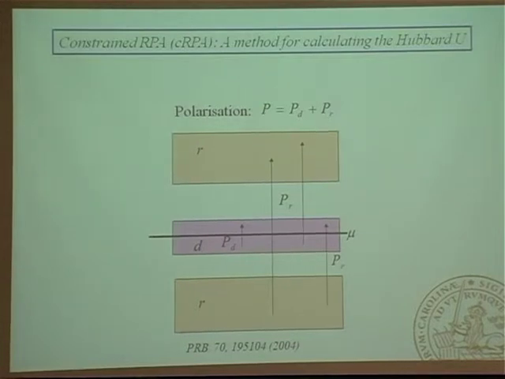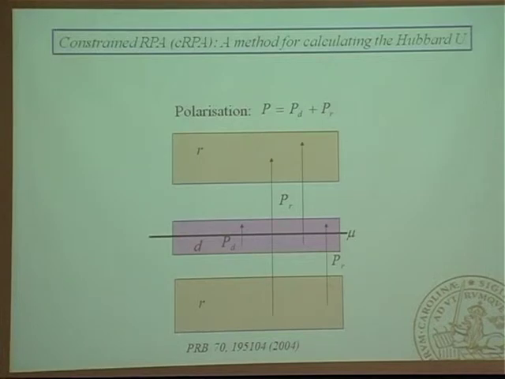So we divide the polarizations into two parts. First of all, we divide the one particle Hilbert space into two parts, what they call the D subspace, which is the subspace corresponding to the Hubbard Hamiltonian or the model Hamiltonian. This is my D subspace here. And then the rest of the subspace, we call it R, so the R subspace here.